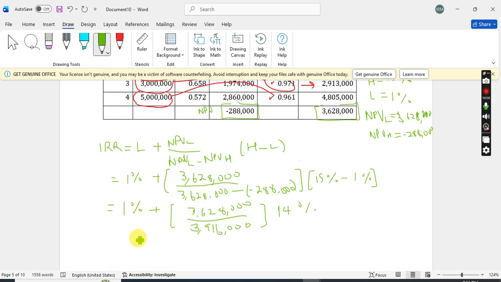When we divide, 0.9264555. 0.926. Okay, we can end there, just there. So 0.926 times 14%.